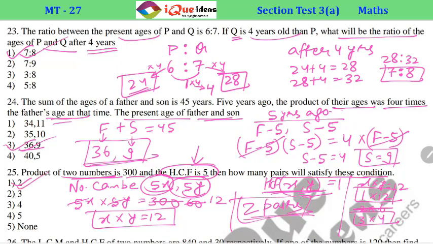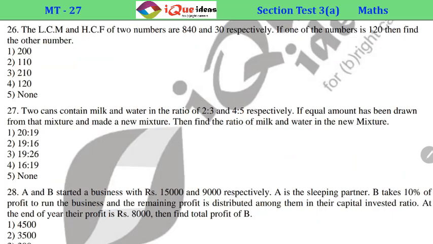Okay. Now let's take up the next one. Now the next question says LCM and HCF of two numbers are 840 and 30. If one of the numbers is 120, then find the other number. I think if you remember the rule for two numbers, the product of numbers, let's say A into B, is equal to product of LCM and HCF.